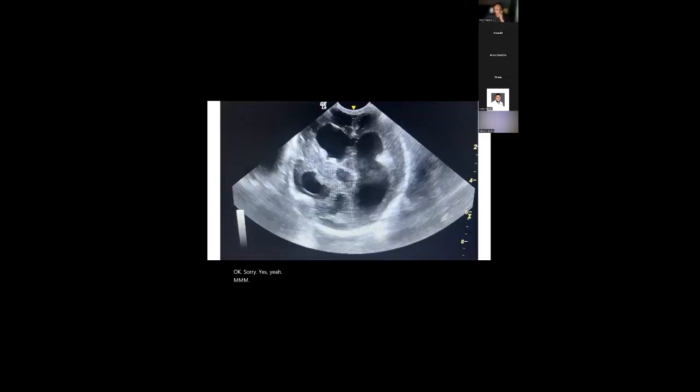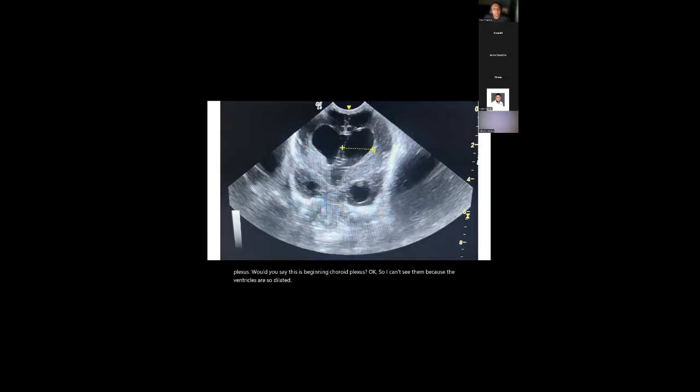So again, that's another image. I tried to see if we can get the choroid plexus. Would you say this is the beginning of the choroid plexus? Correct. And I've got clot. You can't see them because the ventricles are so dilated. Again, try to measure the VI.